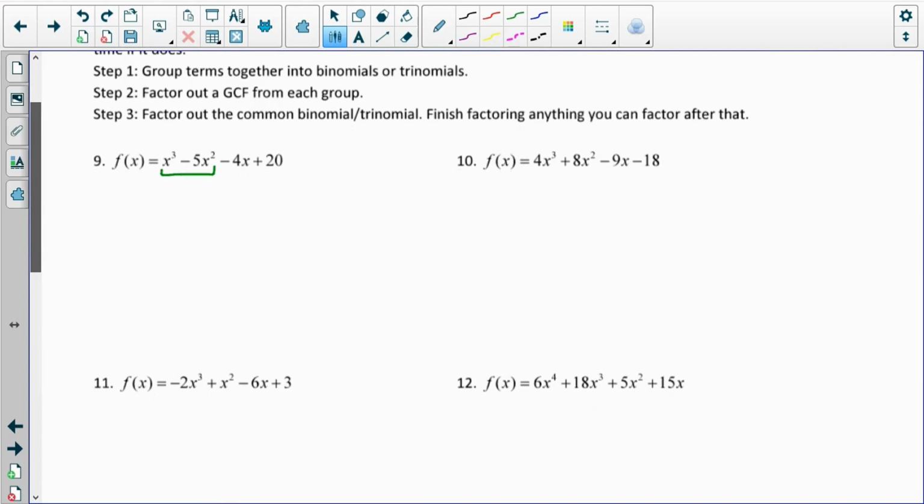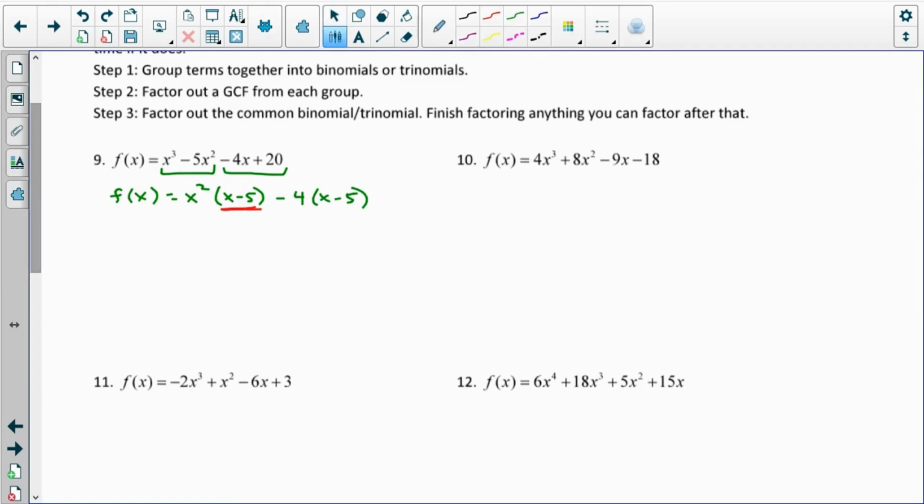So number 9, I'm going to group these into 2 groups of binomials. I'm going to factor out the GCF from each of these groups. So I have x squared times x minus 5. And then the GCF of the second group is 4, and when I factor out a minus 4, I'm left with x minus 5. Now, I can then factor out an x minus 5. So I have x minus 5 that I'm factoring out, and then what's left is x squared minus 4.